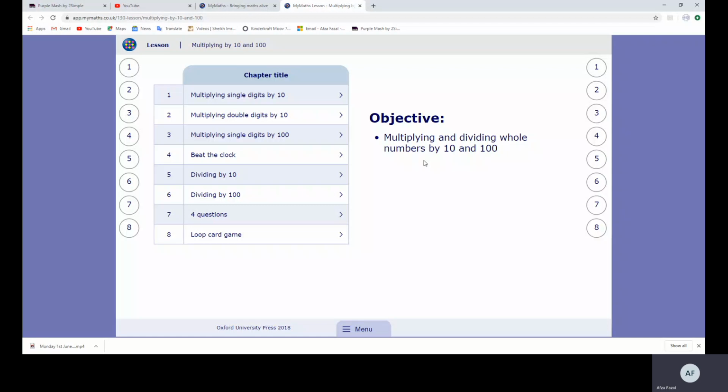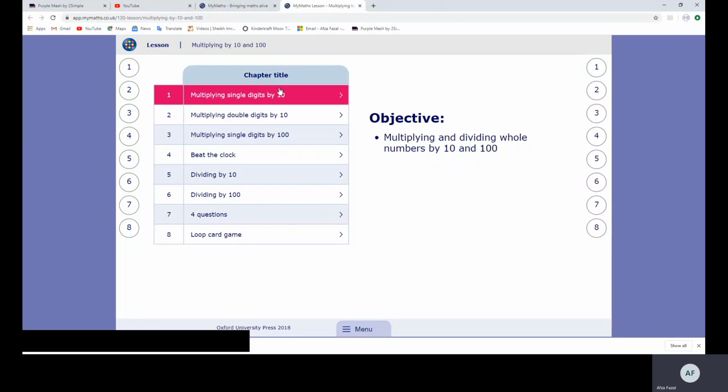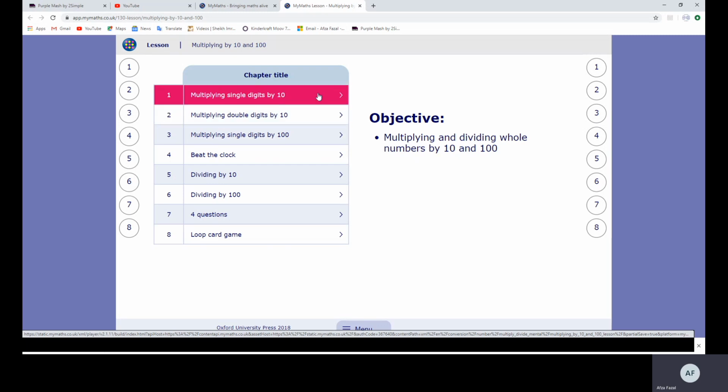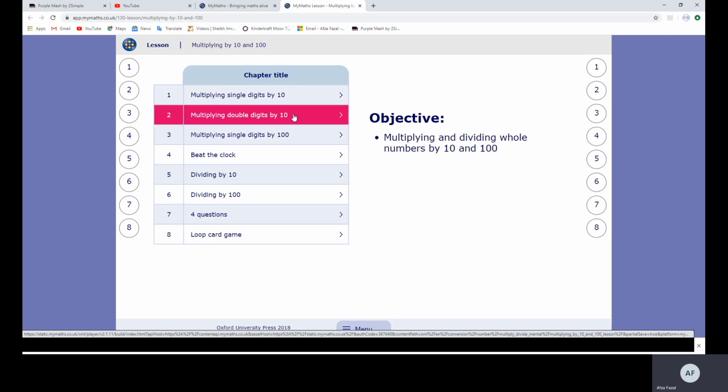Good morning, everyone. Today we're looking at multiplying by 10 and 100. So we're looking at multiplying single digits first, and then we move on to double digits. So that's a single digit number and a double digit number. For example, 7 would be a single digit. You've got 71, which would be a double digit.